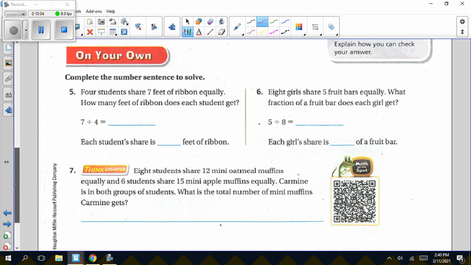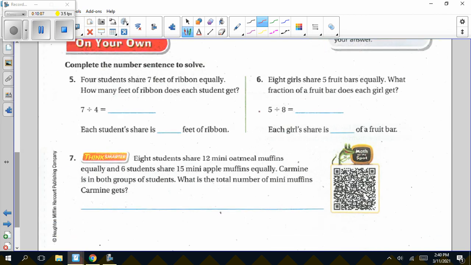Question 5, 4 students share 7 feet of ribbon equally. It's the 7 feet of ribbon that is being divided among 4 people. So we do 7 divided by 4, which is 7 over 4. That is improper, so we have to T-bow. We should get 1 3/4 feet of ribbon.